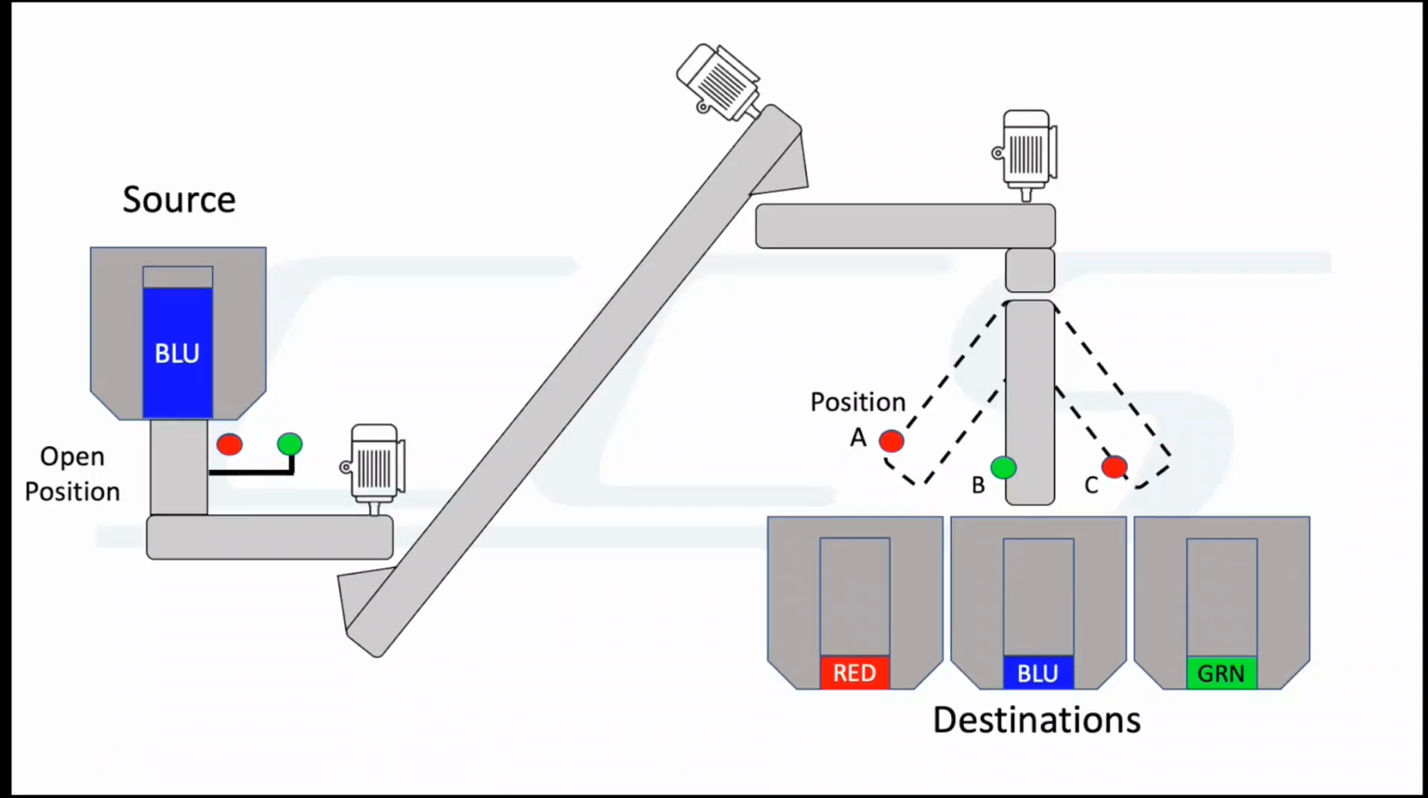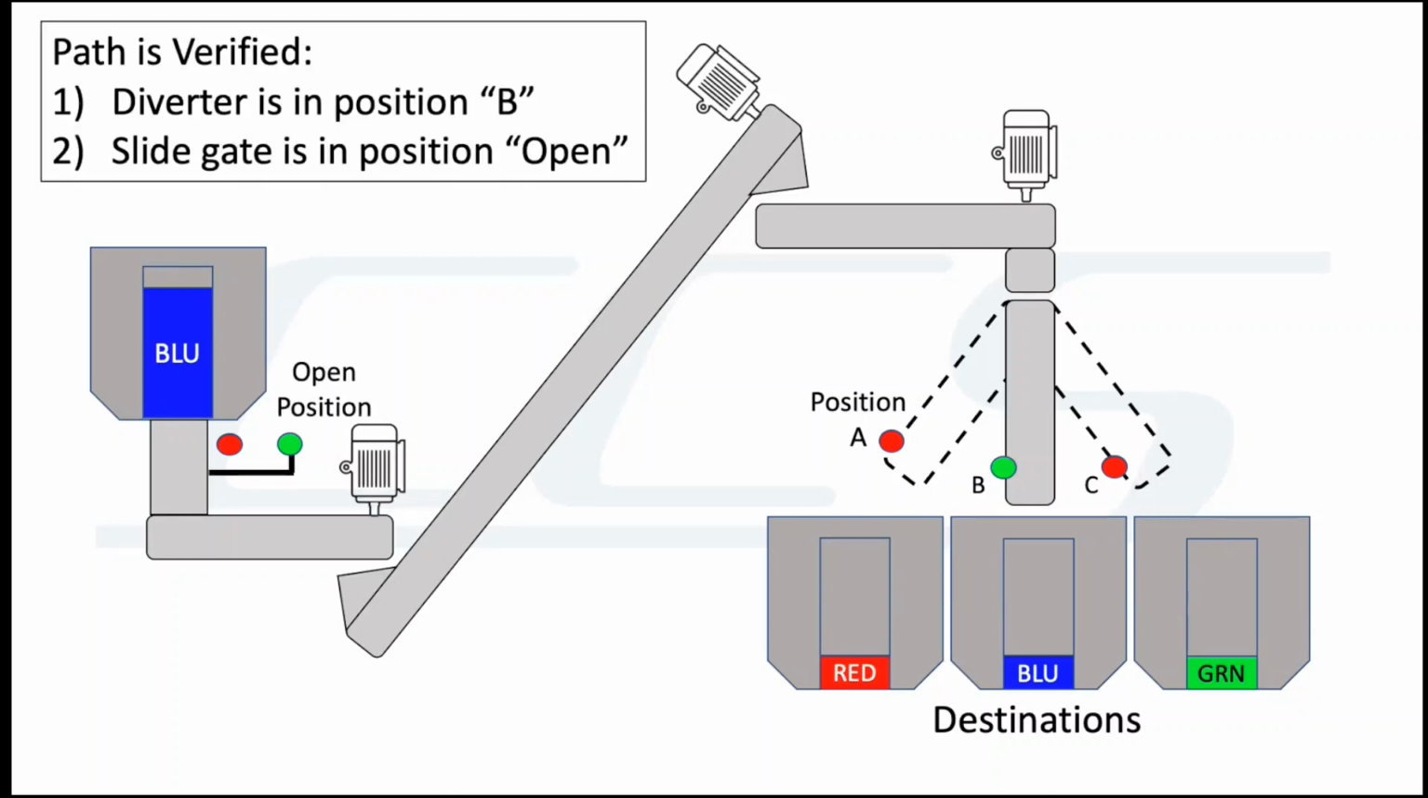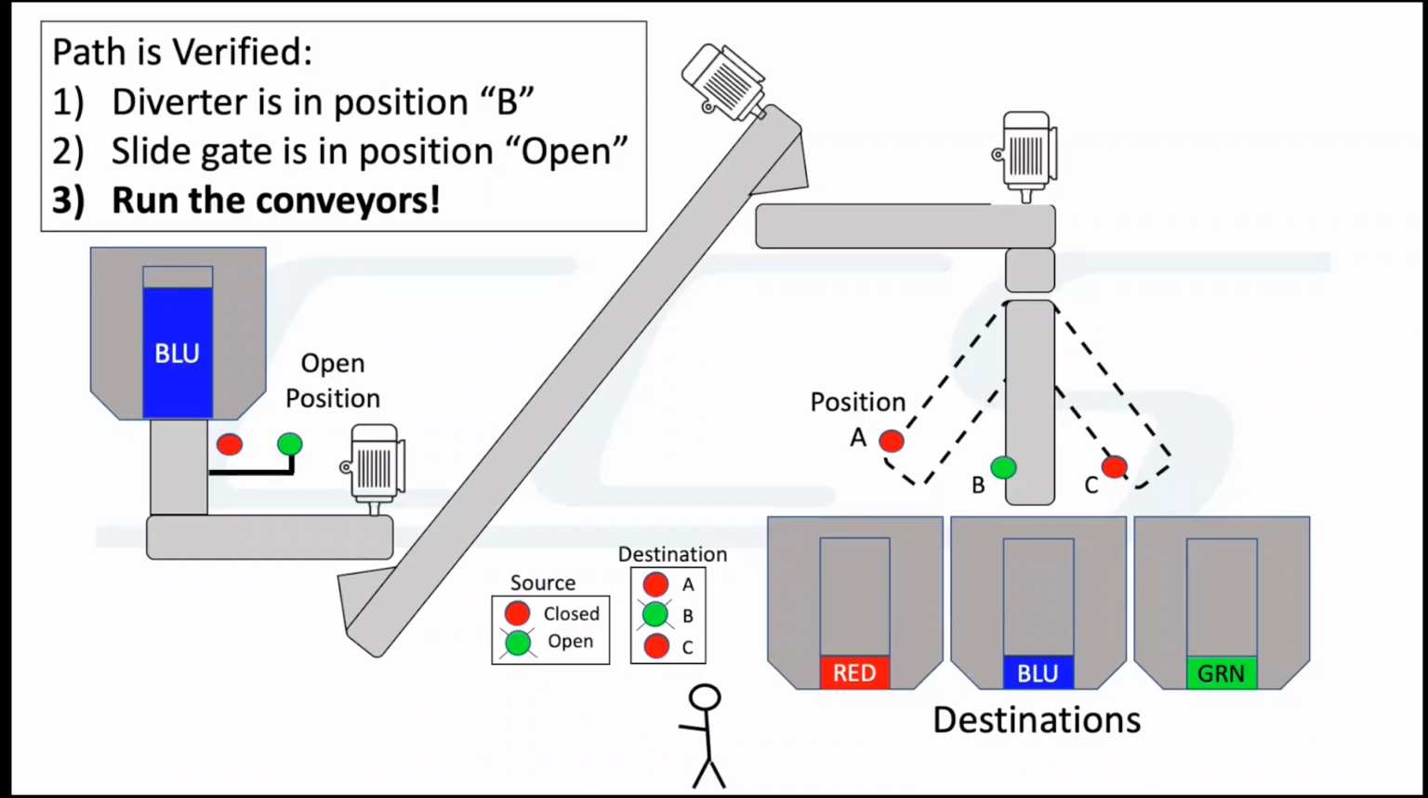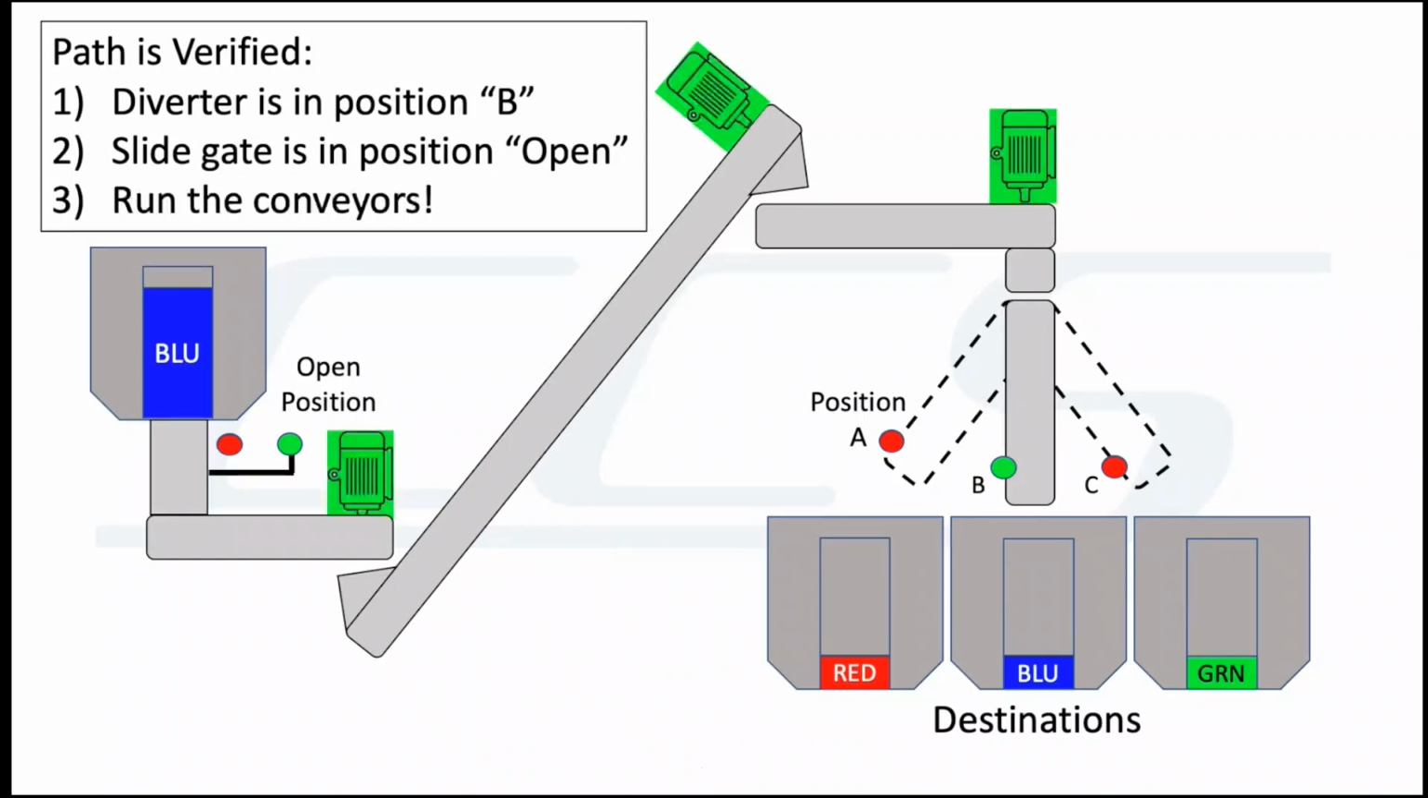So now let's think about opening the position. Now we can see on the left that the manual slide gate is in the open position, and the diverter chute is in the B or blue destination. And now we have verified the path. The diverter's in B and the slide gate is open. So now we could run the conveyors. We could turn on the conveyors. So now we would actually be moving product through the system, through the conveyors into the blue hopper.